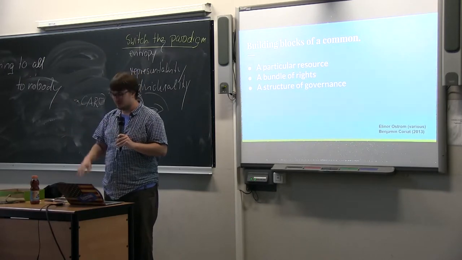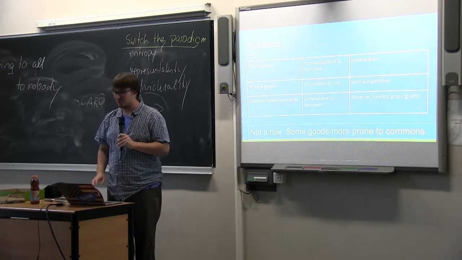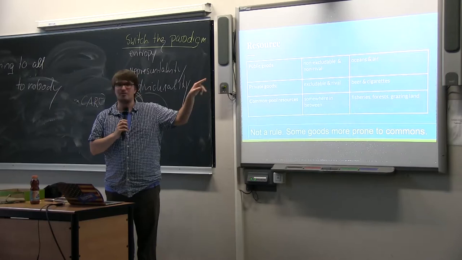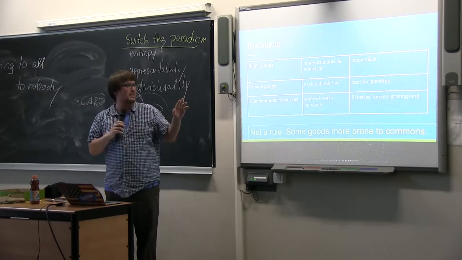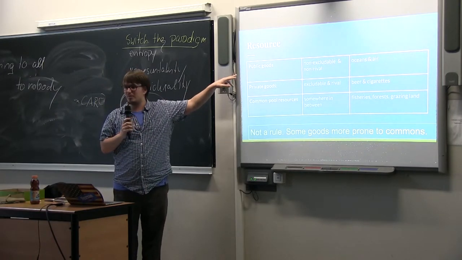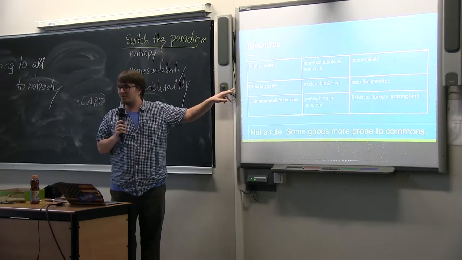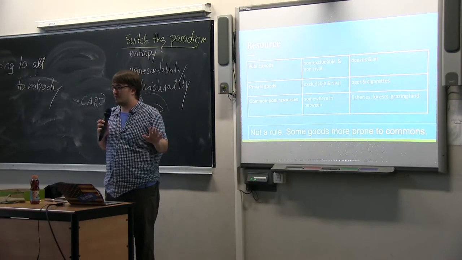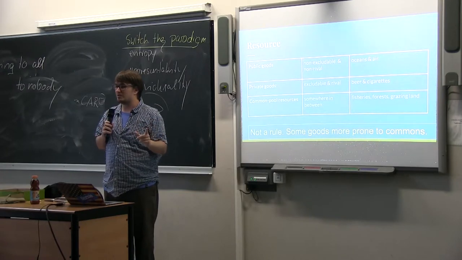I'm going to walk through each of these one by one. So the resource, as we had the box here with rival and excludable goods, the idea is there are some things that are fairly suited to be public goods, some things fairly suited to be private goods, and some things that don't really fit into either box, that don't work very well.